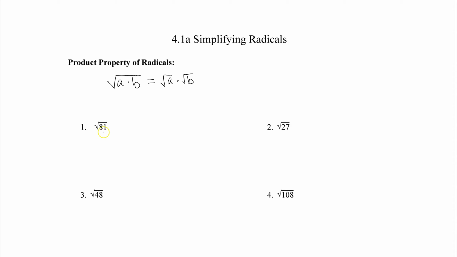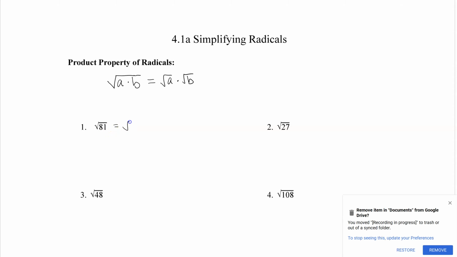Take, for example, number 1. The square root of 81. Since 81 is 9 times 9, we can say that this is equal to the square root of 9 times 9. And that then would be equal to the square root of 9 times the square root of 9. And the square root of 9 is 3. And the other square root of 9 is also 3. And 3 times 3 is 9. And that this is correct. We can see that the square root of 81 is equal to 9.